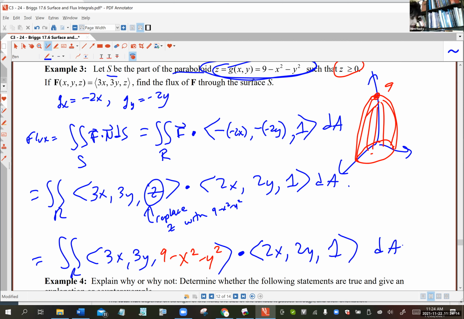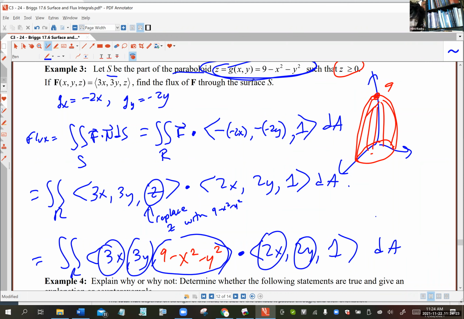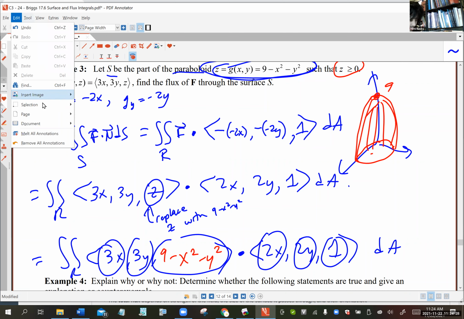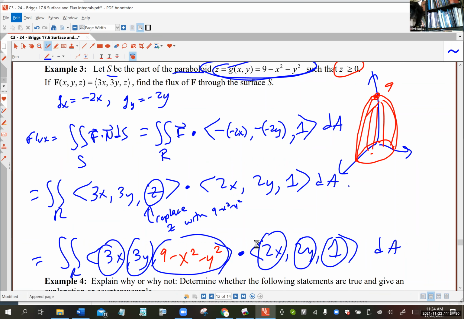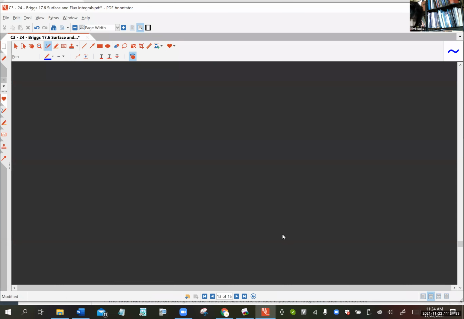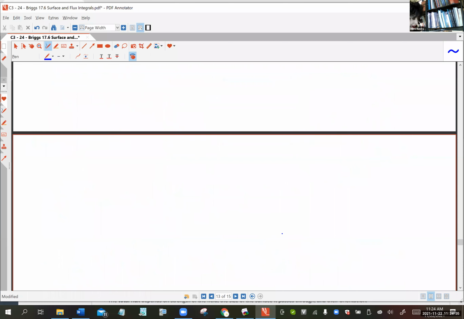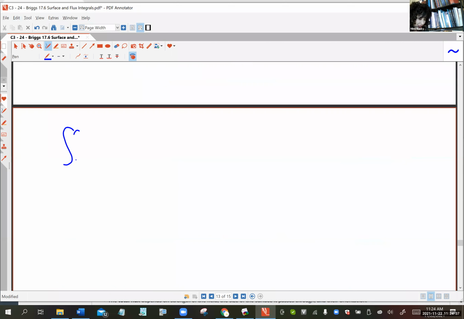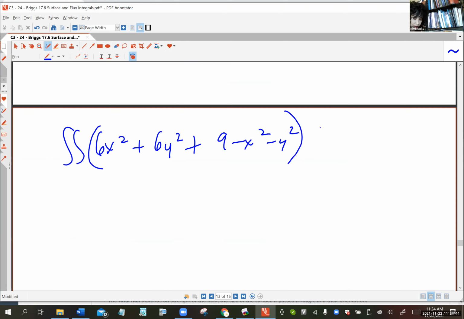Okay, now it's time to actually go do that dot product. 3x times 2x plus 3y times 2y plus 9 minus x squared minus y squared times 1. I know, I never give myself enough room. If I did, I think my course reader would be 1,000 pages long. So I'm going to have 6x squared plus 6y squared plus 9 minus x squared minus y squared, like this. Let's clean this up by combining like terms.